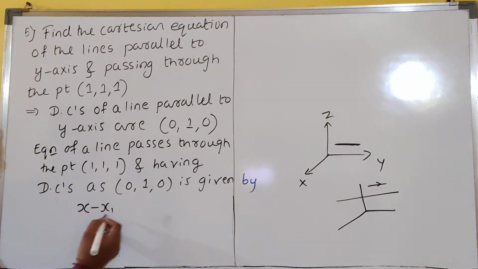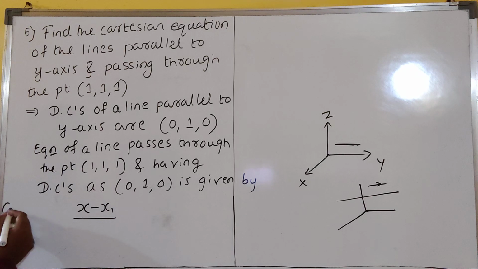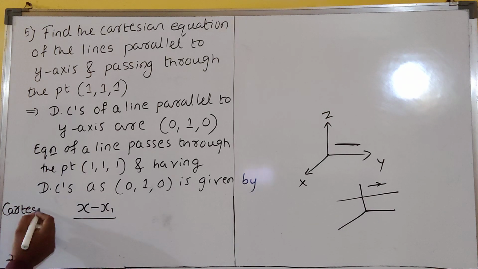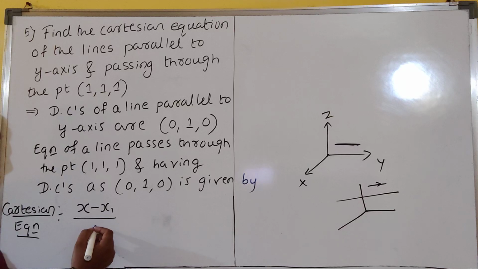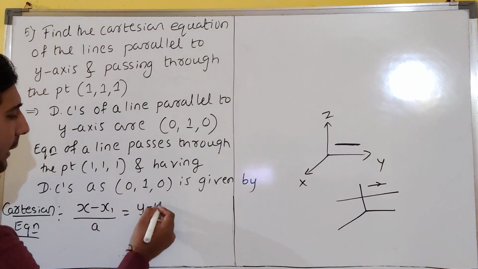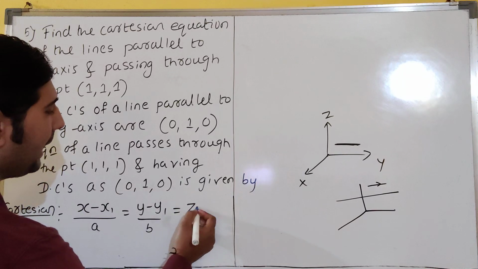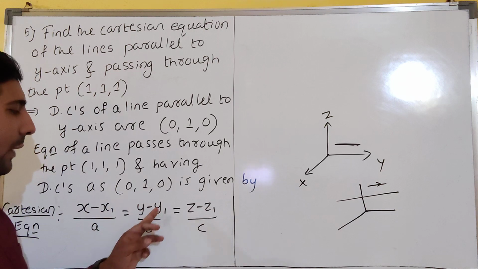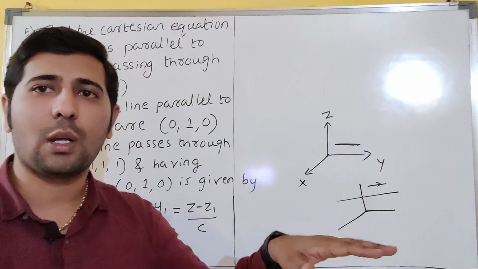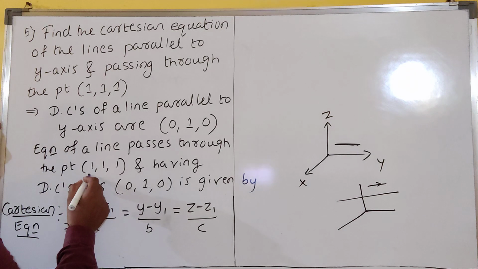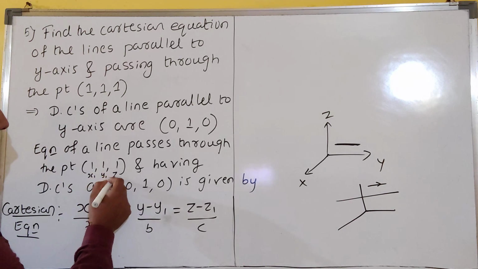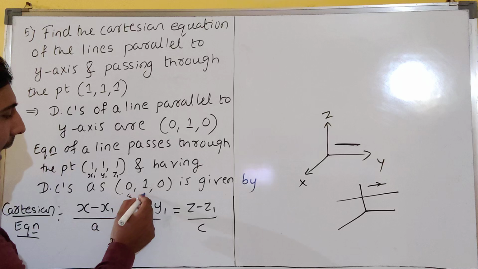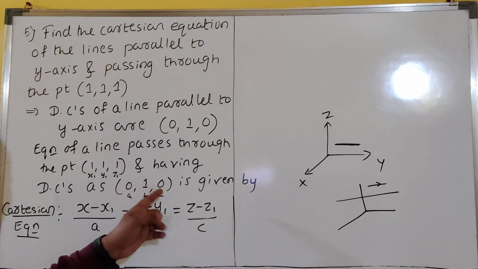The Cartesian equation is, see here, x minus x1 divided by a, y minus y1 by b, z minus z1 by c, dear students. What are a, b, c and what are x1, y1, z1? The point the line is passing through is called x1, y1, z1. These are called a, b, c. For your understanding, I am writing it there.